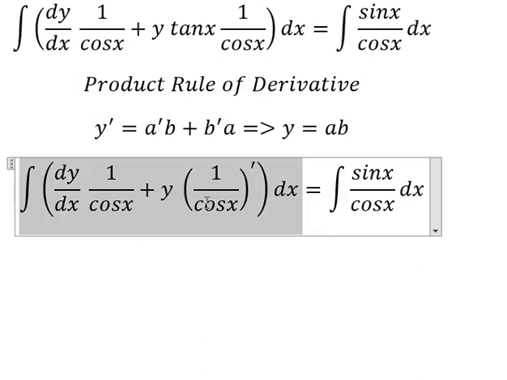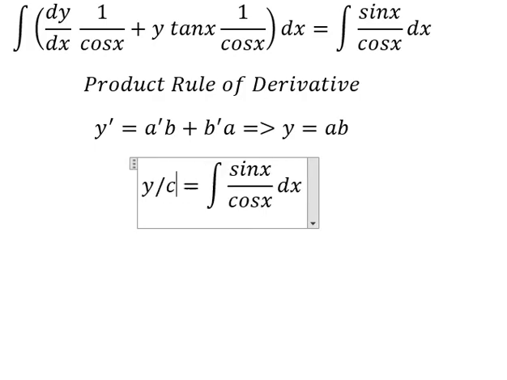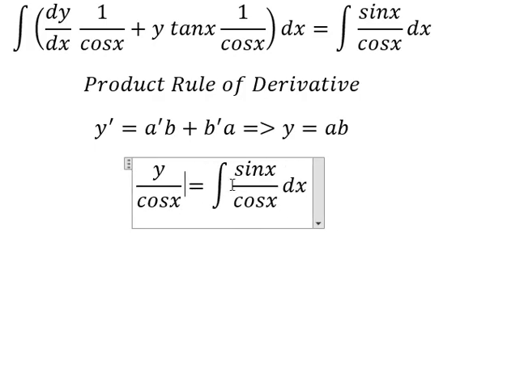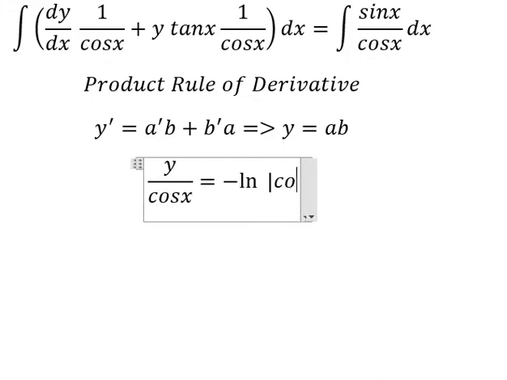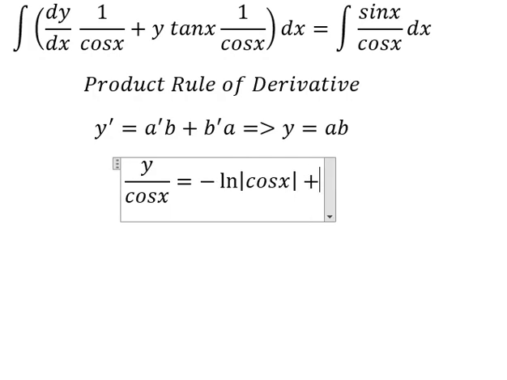So the integration of this one gives us y over cosine s. This one gives us negative ln of the absolute value of cosine s, and I will put c.